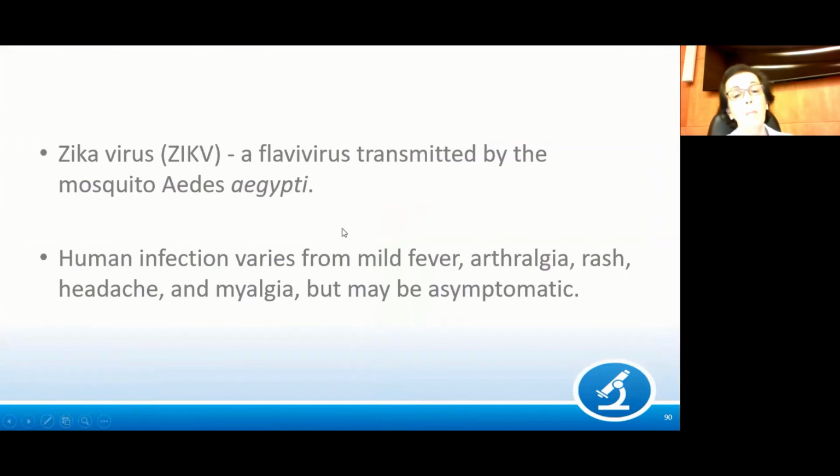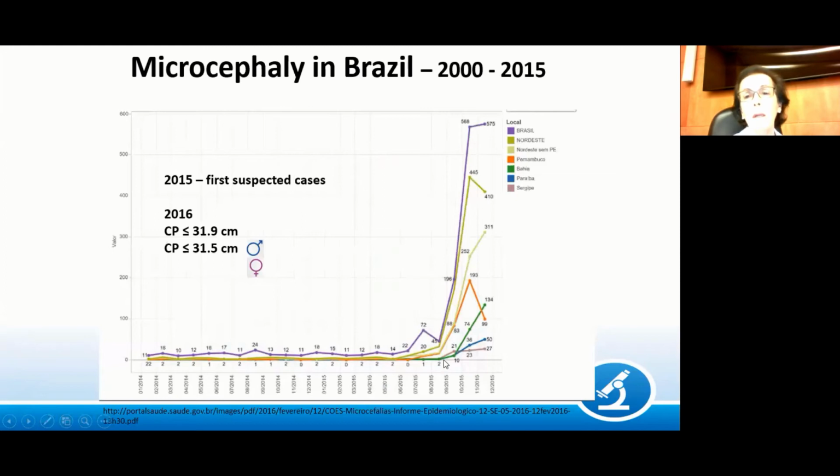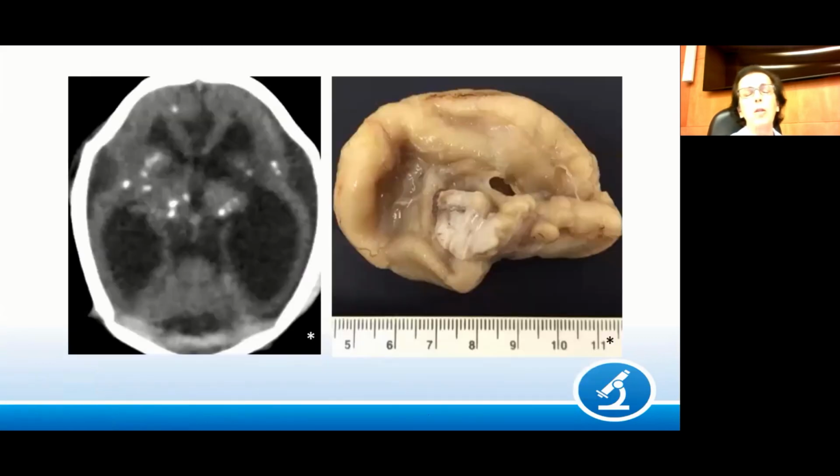Zika, as you know, appeared more recently in Brazil. Again, a flavivirus. The human infection is also a mild fever, arthralgia, headache, myalgia. But what happened was that in 2015, lots of cases of microcephaly appeared in the second semester of 2015. And some died, and I managed to examine some cases. Usually there is calcification in the brain, and this is one of the cases I examined.